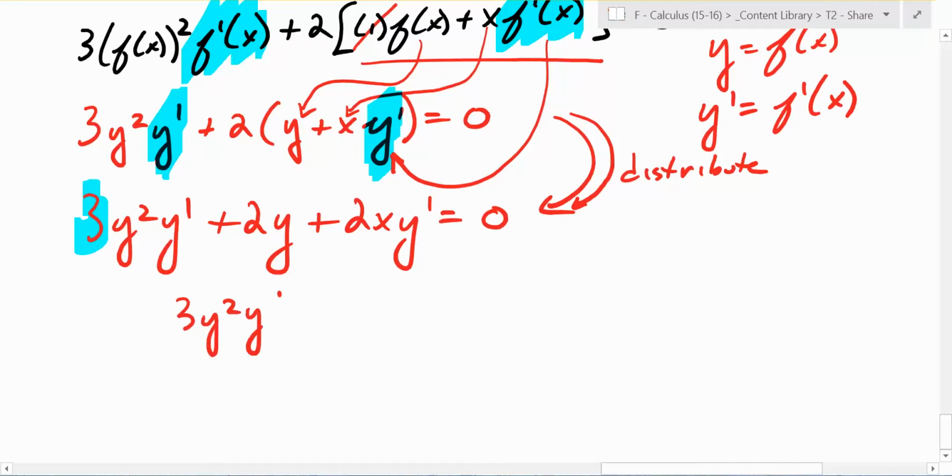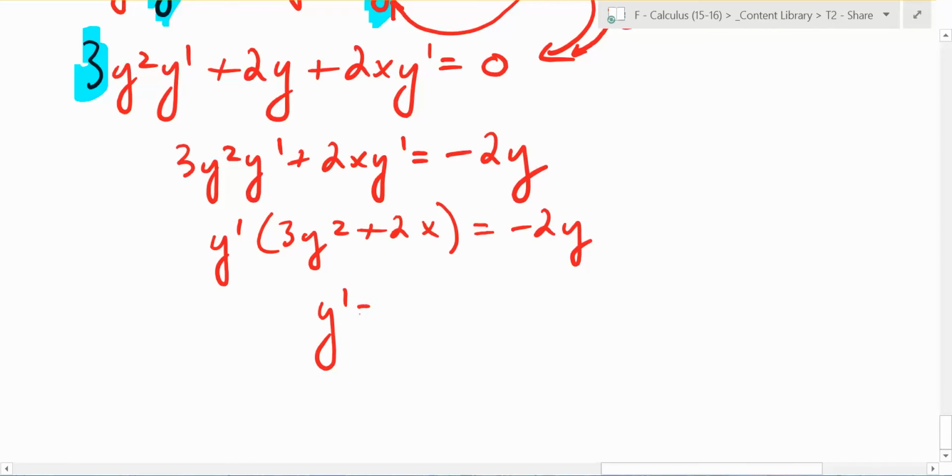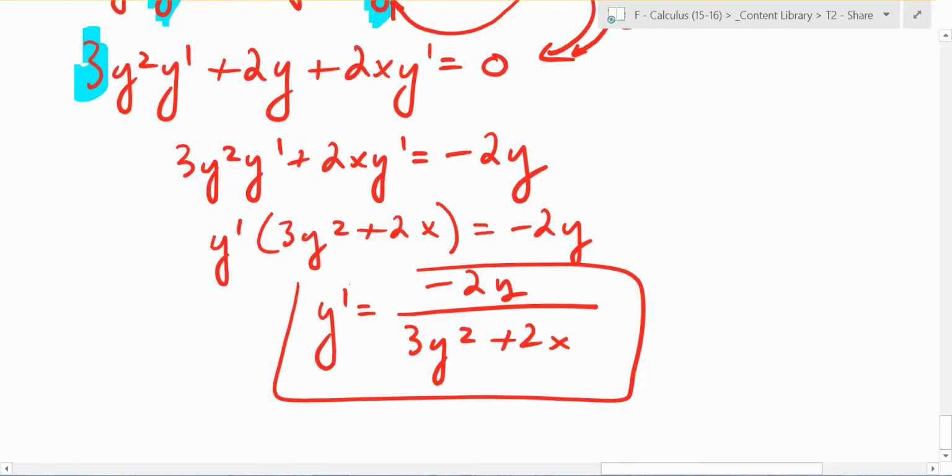So what do we end up with here? 3y squared y prime plus 2xy prime is equal to what? Negative 2y. What do I factor out now? Y prime. Y prime times 3y squared plus 2x is equal to negative 2y. And you have y prime is equal to what? Negative 2y over 3y squared plus 2x. There it is. There's your answer right there.